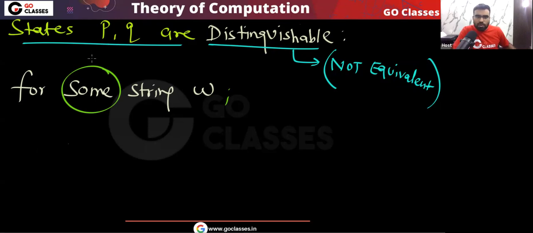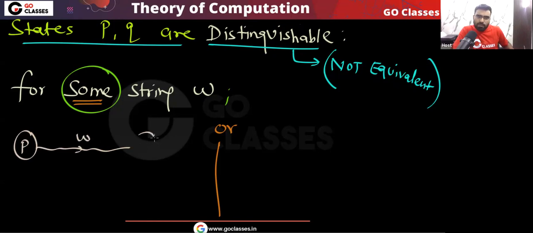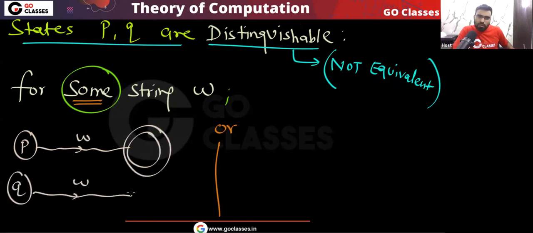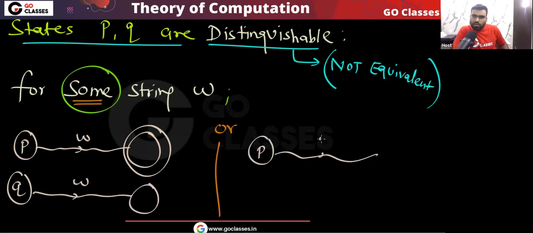Remember, two states are distinguishable. When can I say they are distinguishable? If for at least one string, this should happen: P is going to final on W and Q is going to non-final on W, or P is going to non-final and Q is going to final.